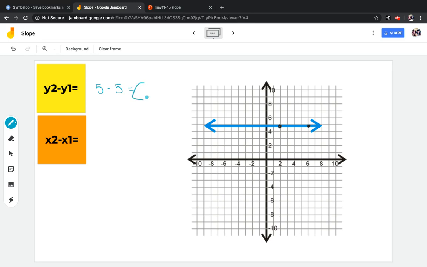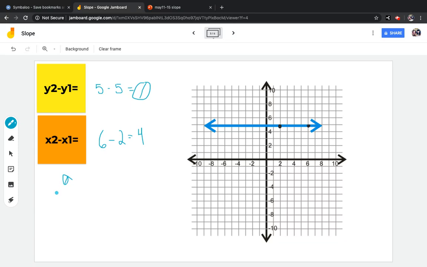Now that seems really easy, but sometimes it is pretty easy. All right, x2 minus x1. So my first x is at 2. My second x is at 6. So 6 minus 2, and I'm going to get 4. Okay, so my fraction is 0/4.